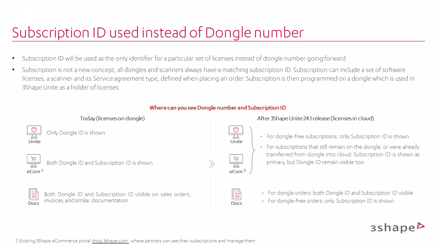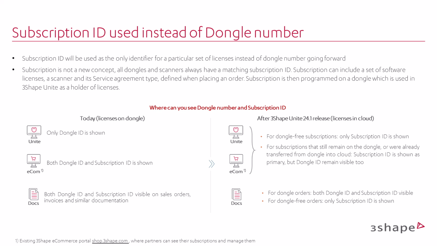In 3Shape Unite 24.1, the subscription ID will replace the dongle number as the primary identifier for a set of licenses. Each end user will be associated with their 3Shape account company's subscription ID. This concept is not new, as all dongles and scanners are already programmed to match the subscription ID. A subscription ID can include a set of software licenses, such as for scanners like Trios, and is defined during the order placement process.